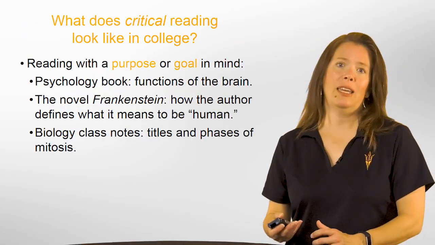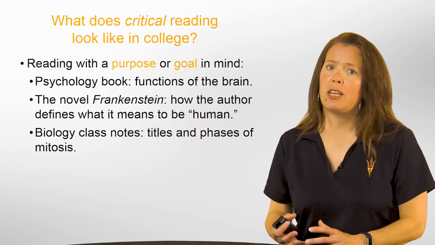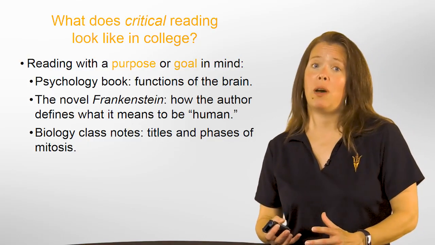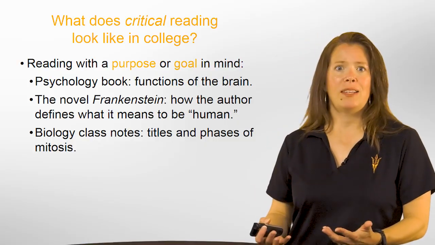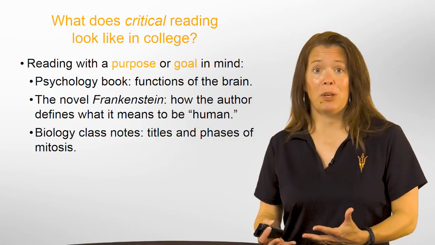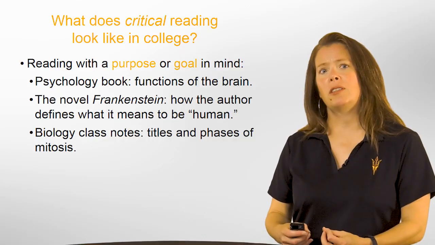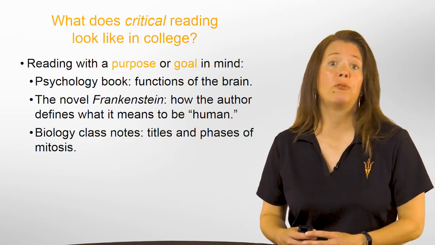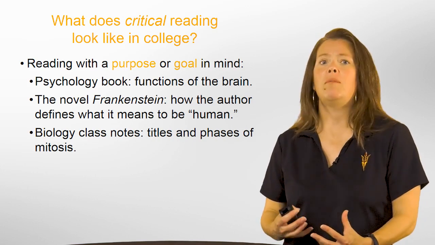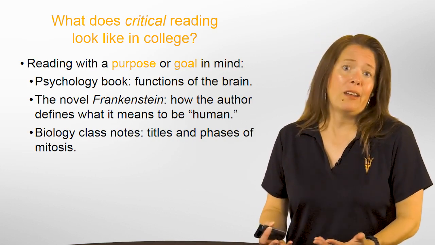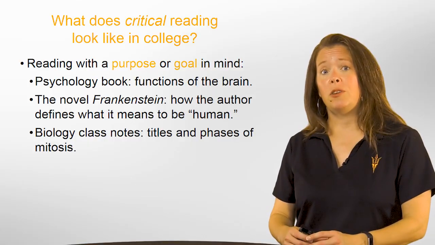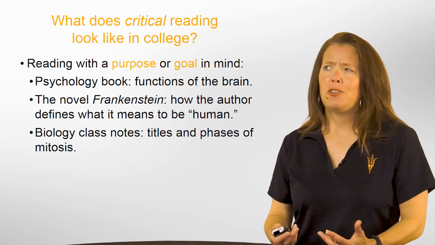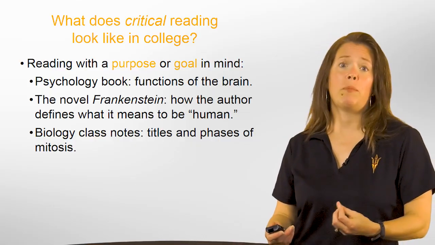What does that look like in college? Well, there are different types of critical reading, and the first we're going to review is reading with a purpose or goal in mind. Here are some examples. As I read Chapter 5 in my psychology textbook, I want to especially focus on the functions of the human brain. If I'm reading the novel Frankenstein, I might want to look for evidence of how the author is defining what it means to be human. And another example, in reading through my biology class notes, I might want to highlight any mentions of titles and phases of mitosis. So there's just a couple of ways that you would read with a purpose or a goal in mind.